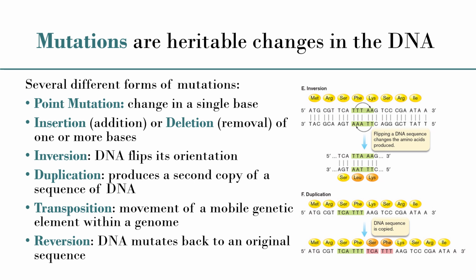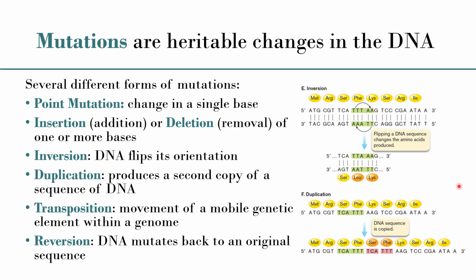There are point mutations, and this just refers to any kind of change in a single base. There's insertion and deletion, where we add or remove one or more bases. A lot of these can also be extrapolated to discuss the whole chromosome. We can add or remove entire pieces of the chromosome that can include one or more genes. We can cause inversions, so part of the code will flip and go upside down. So the DNA is in the opposite orientation.